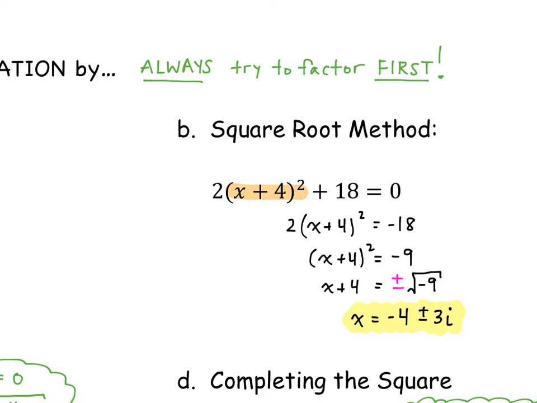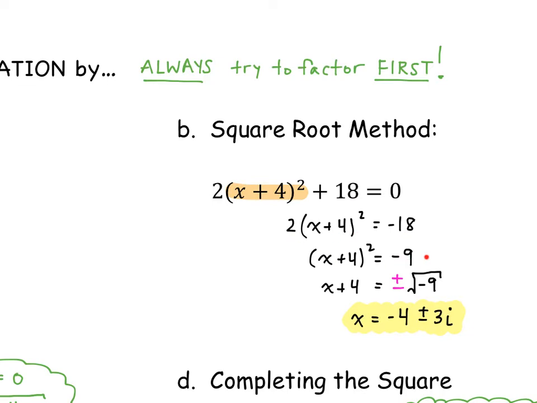Another way to solve square or quadratic functions is using the square root method. We would use the square root method when we have our variable being squared and no variable anywhere else in the equation, okay? So our goal is kind of similar to absolute value equations. We want to isolate the quantity that's being squared, okay? So we're gonna subtract 18 first, and then we have to divide by this 2.